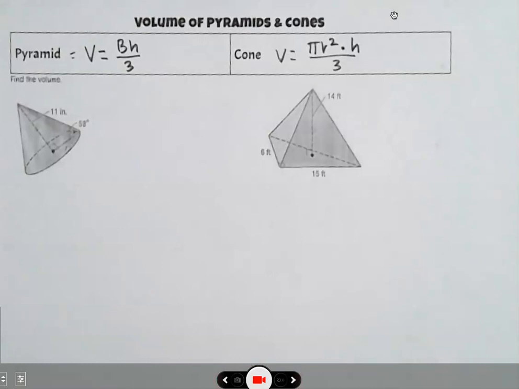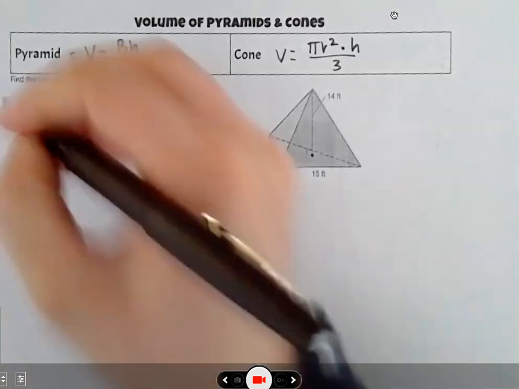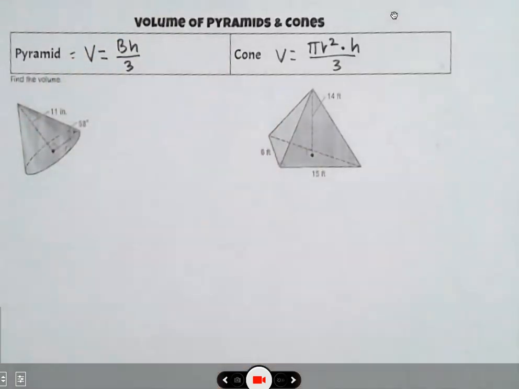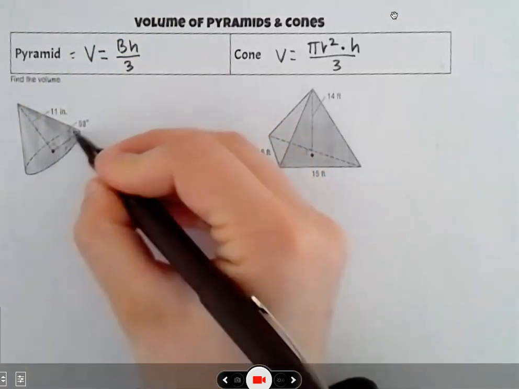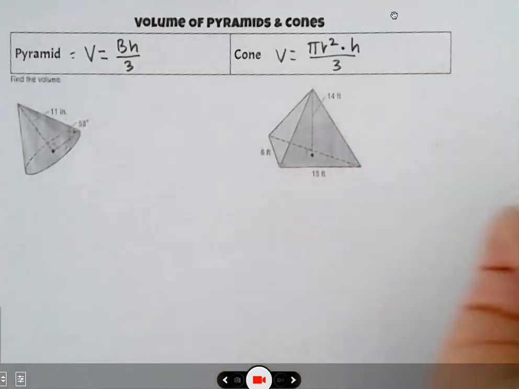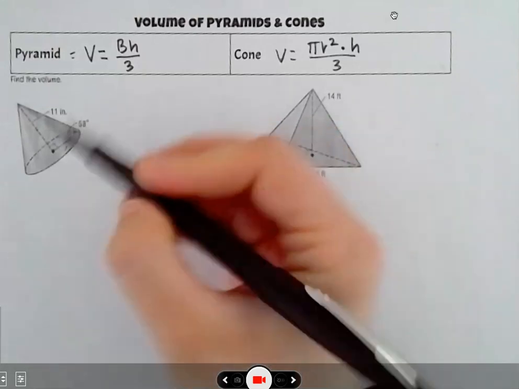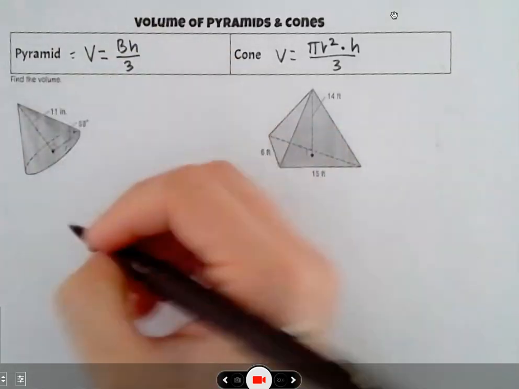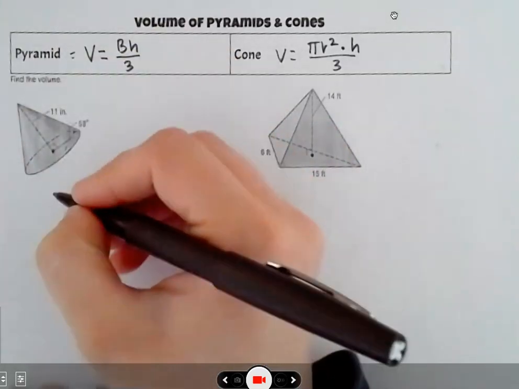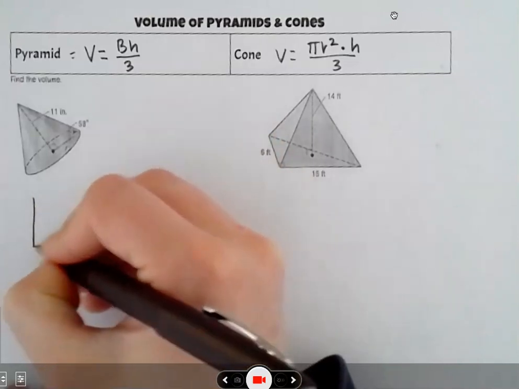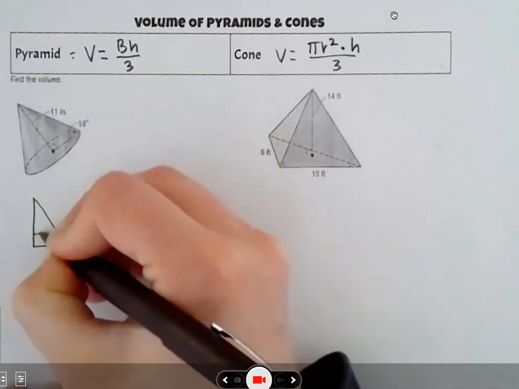Let's try this cone first. It says find the volume. We are given our height is 11, but we are missing our radius. And earlier this week, we did a lot of Pythagorean theorem to find our missing length, but now I don't have enough information there. So I'm actually going to draw out this little triangle here so we can see better what's happening.